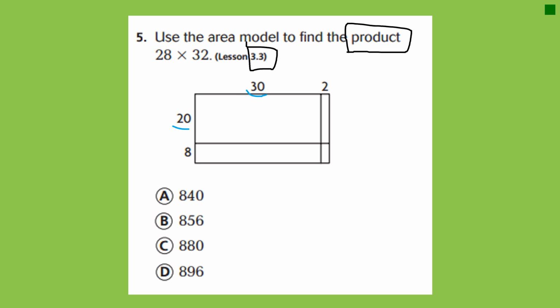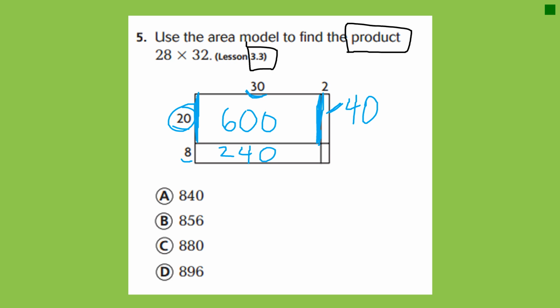20 times 30. Let's see, 2 times 3 is 6 and 2 zeros. 8 times 30. 8 times 3 is 24, with that 0, 240. And then over here, what do I multiply that 2 by? Is it 2 times 30? Remember, you think about this line. How many rows of 2 are there? Look right over here, there's that parallel line. There are 20 rows of 2 right there. 20 rows of 2 is 40.